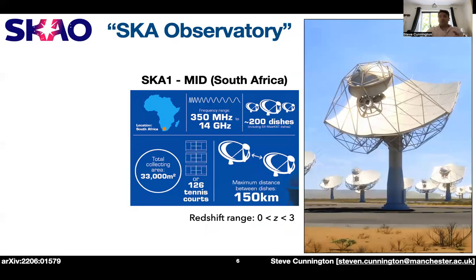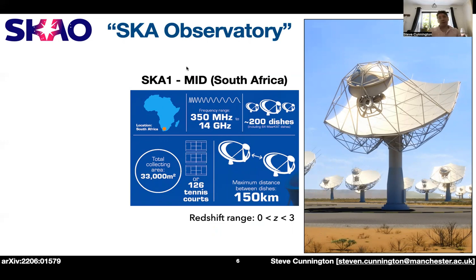Okay, so there's a number of instruments that are going to be aiming to do this and are doing this now as we speak. The one that's probably most people have heard of is the Square Kilometre Array Observatory. This has recently been rebranded as the SKAO, so it's SKA Observatory now, but it's still the same thing. So this comes in 2 parts.